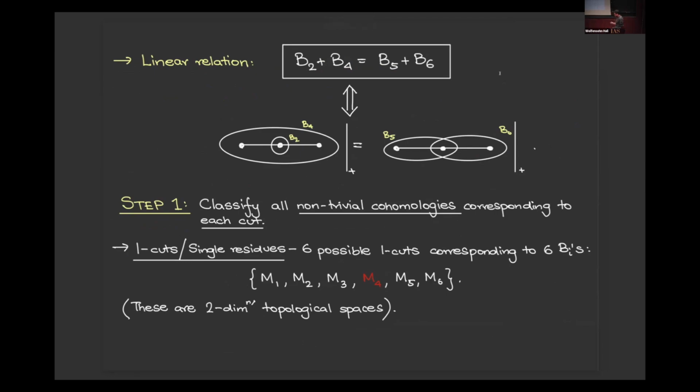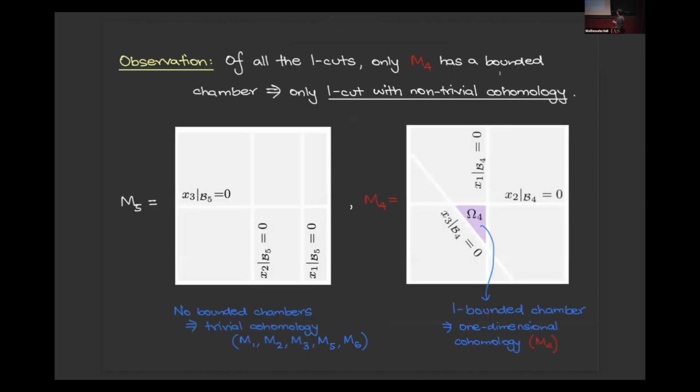Okay, so that brings us to step 1, which is to classify all non-trivial cohomologies corresponding to each cut. So we first classify all 1 cuts. Now we had 6 hyperplane polynomials onto which we can take residues. And as you can see, I have color-coded them. And M4 is special because of all the 1 cuts, M4 is the only 1 cut that has a bounded chamber, and it is the only 1 cut consequently having a non-trivial cohomology. The remaining 5 1 cuts associated to M1, M2, M3, M5, and M6 have 0 cohomology.